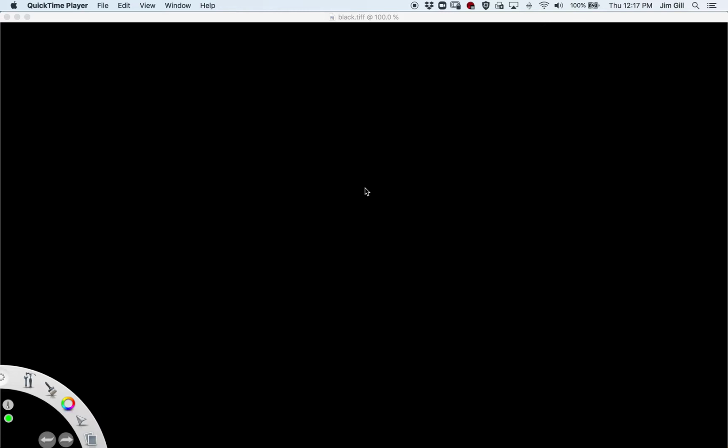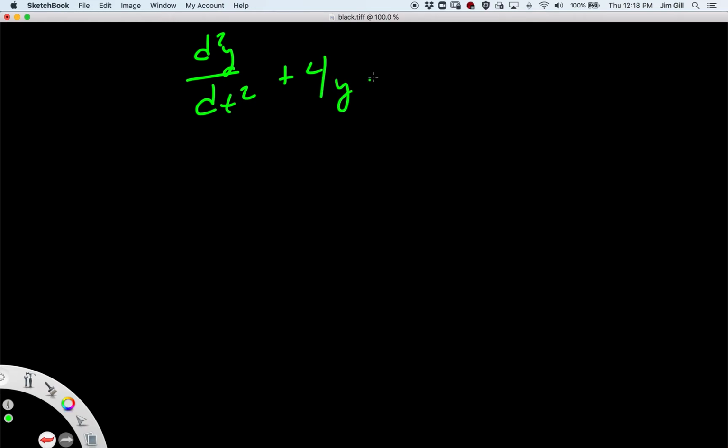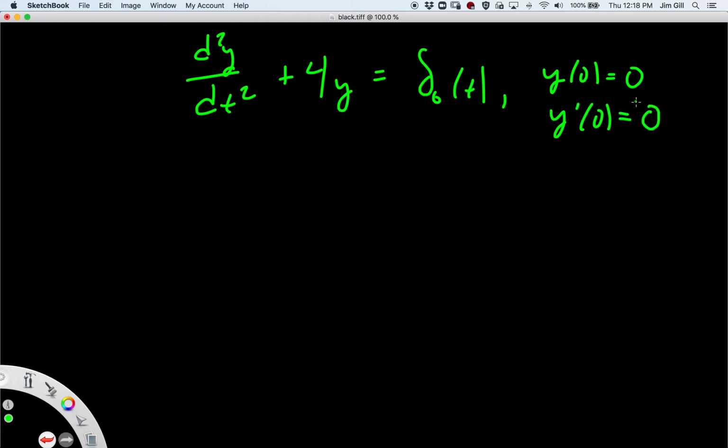Okay, let's talk about a few more examples of impulse forcing. So let's do an undamped oscillator this time. So here we're going to have d squared y over dt squared plus 4y is equal to delta 0 of t. And we are going to have y at 0 being equal to 0. And y prime at 0 is going to be 0, kind of.